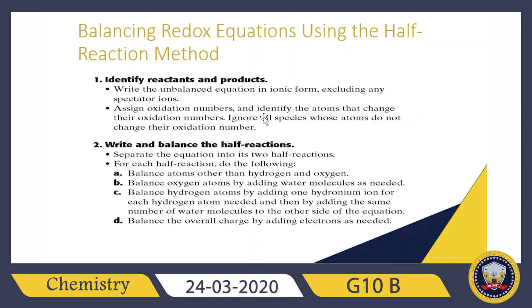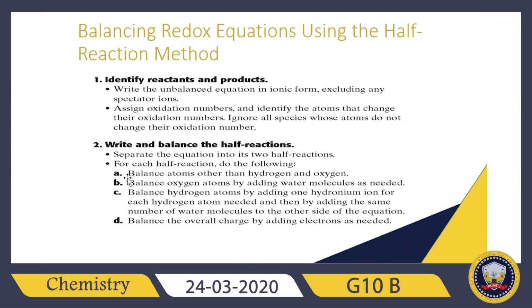Then we'll identify the atoms that change their oxidation numbers. But for the atoms that didn't change their oxidation number, we will cancel them, as we said. So ignore all species whose atoms do not change their oxidation number. So step number 2, write and balance the half reactions. Separate the equation into its 2 half reactions. For each half reaction, do the following.